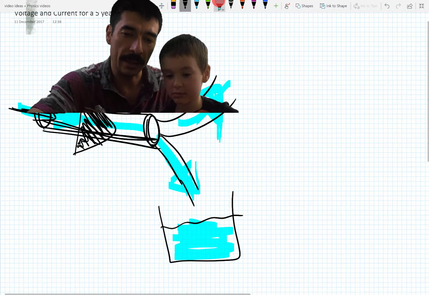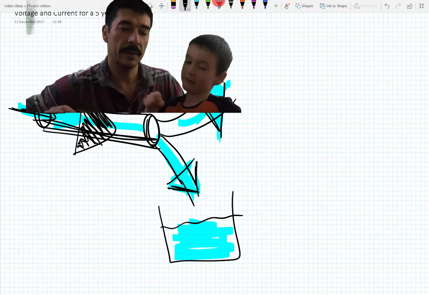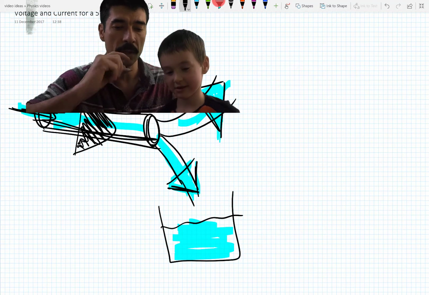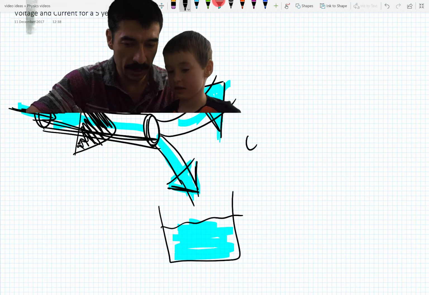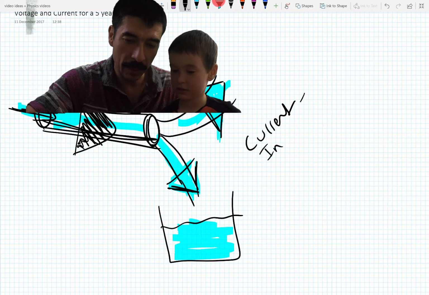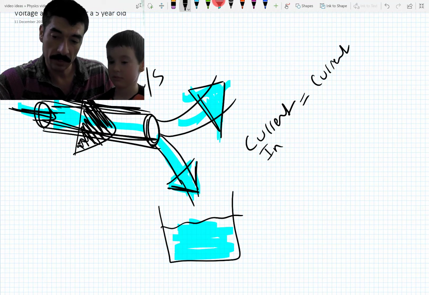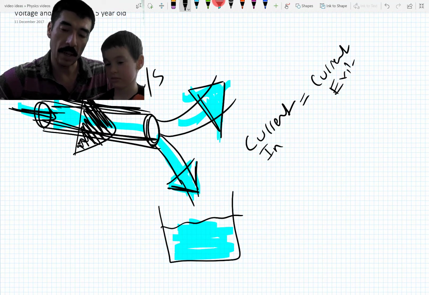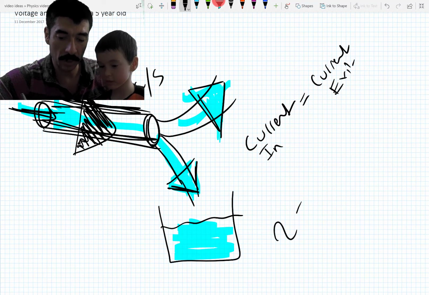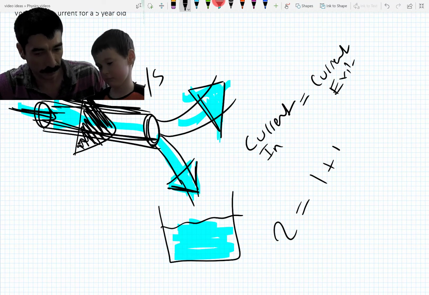So what we're really saying here is called Kirchhoff's current law. Let's talk about this now in terms of physics. Kirchhoff's current law says that the current entering a node, current in, will be equal to the current exiting the node. So if you get 2 coming in and you've got 1 coming out there and 1 coming out there, 2 must be equal to 1 plus 1. That's 2.